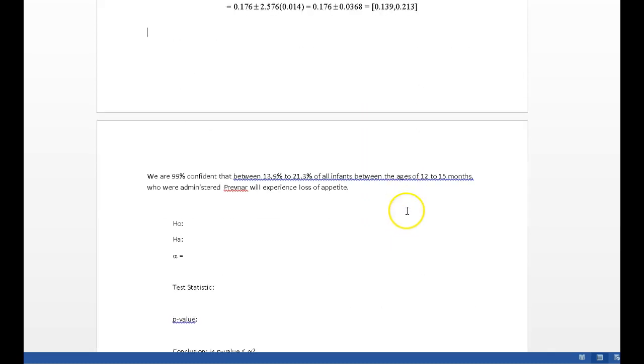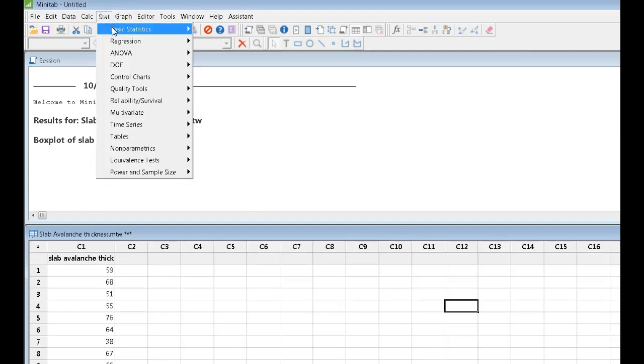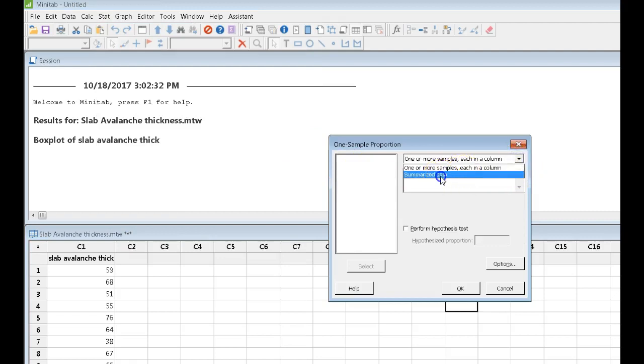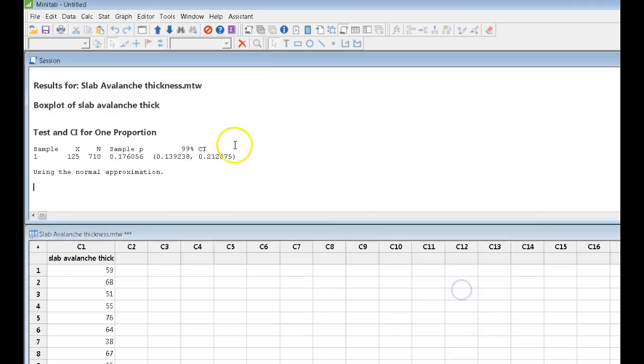Oh yes, and we got to go to Minitab to see if Minitab agrees with us, which we should always do because that's one way to check our math. So, stat, basic statistics, we are looking at a proportion. One proportion, we have summarized data. It was 125 of the 710 infants. And we wanted a 99% level of confidence, not equal to, and change this so that it reads normal approximation so you get the same answer as hand calculation.